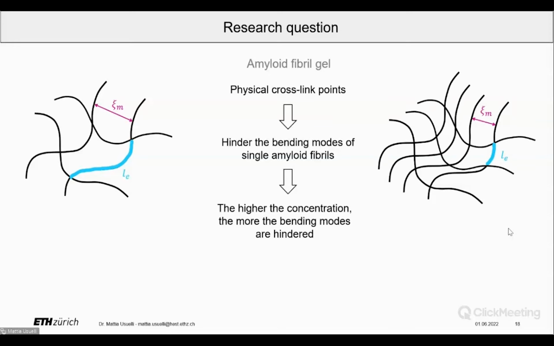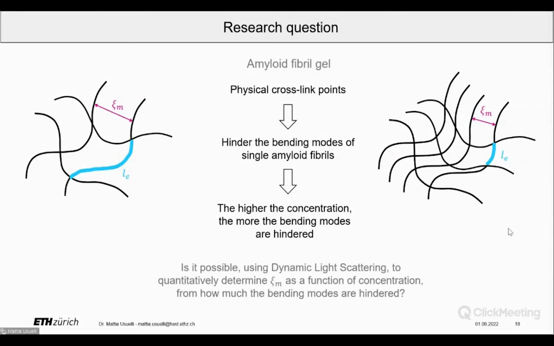You can also imagine the following: the more amyloid fibers I put in the system, meaning the higher the concentration that I'm considering, the more the bending modes are hindered, because basically the less I can express my fluctuations. Therefore, the question is the following. Is it possible to use dynamic light scattering together with the non-ergodicity treatment? Because we saw that when we add salt, we transform the entanglements into crosslinks. We have a gel that is non-ergodic. Can we measure ξ, that is the mesh size, as a function of concentration by probing how much the bending modes themselves are hindered?